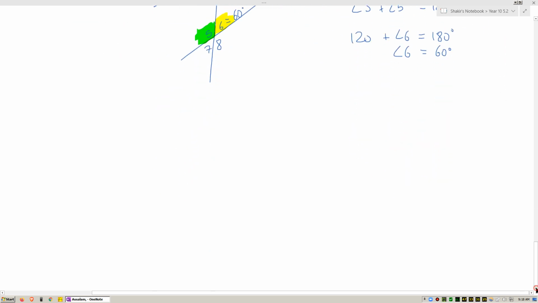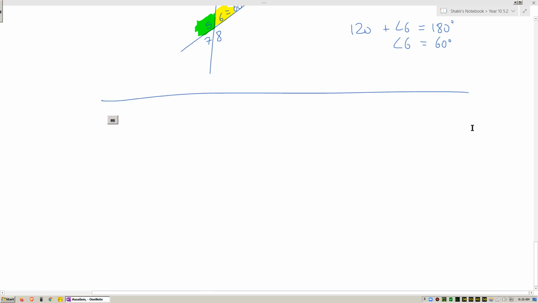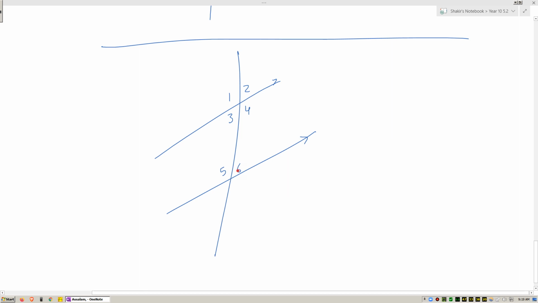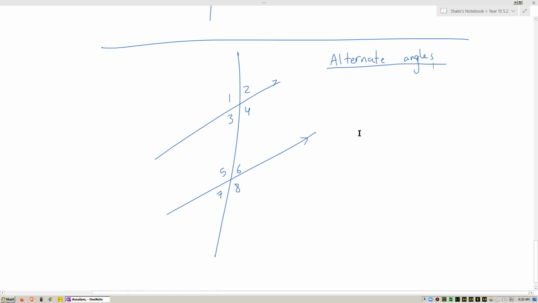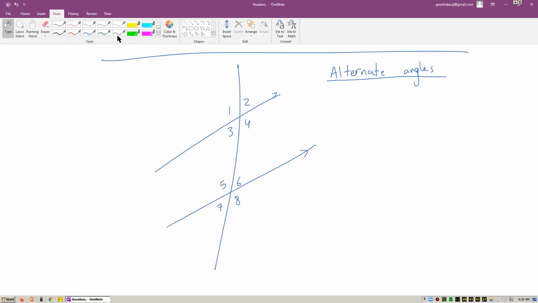Moving on to alternate angles. Now, alternate angles are related to cointerior angles in a certain way. Let's say once again you have parallel sides, and you have 1, 2, 3, 4, 5, 6, 7, and 8. Okay, alternate angles are as follows.